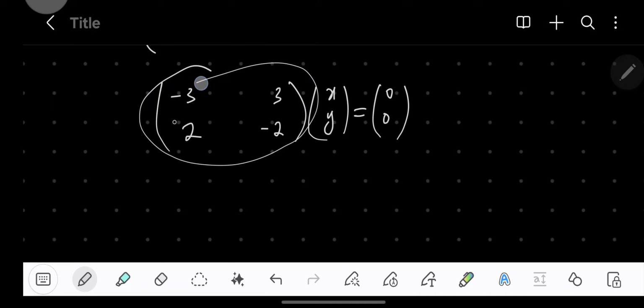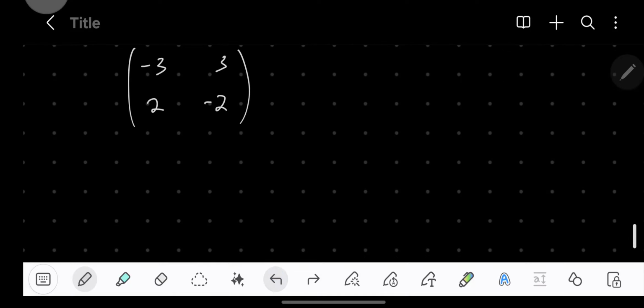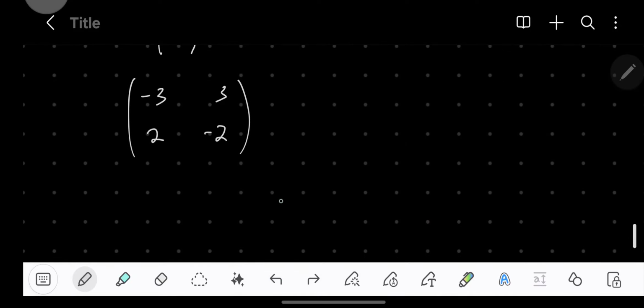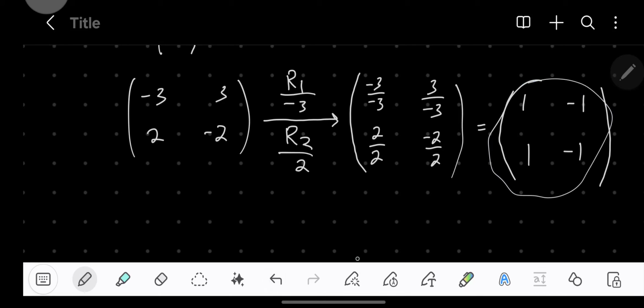So first we convert this matrix into row reduced echelon form. Suppose that this is the matrix, we are going to convert it into row reduced echelon form. So here we need 1. In order to make it 1, you have to divide R1 by negative 3. And similarly, if you want to make 1 here, you have to divide R2 by 2. So after division of the first row by minus 3 and the second row by 2, we get this matrix.